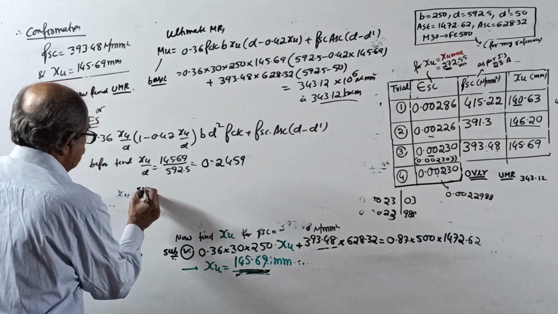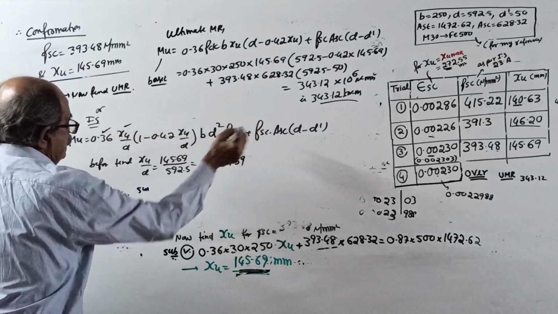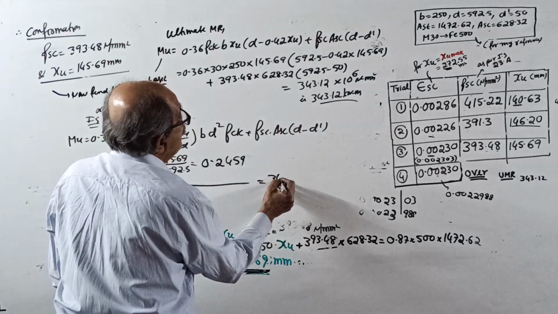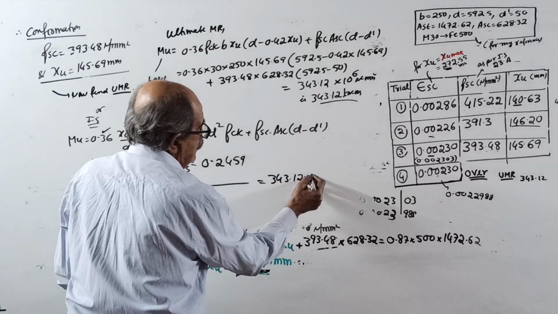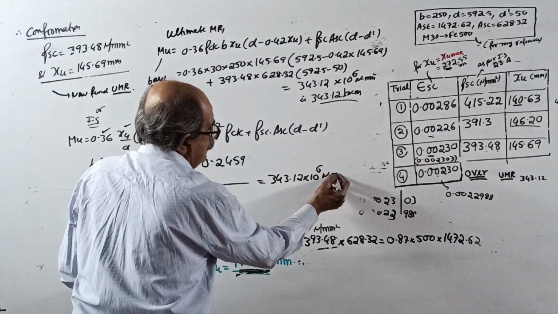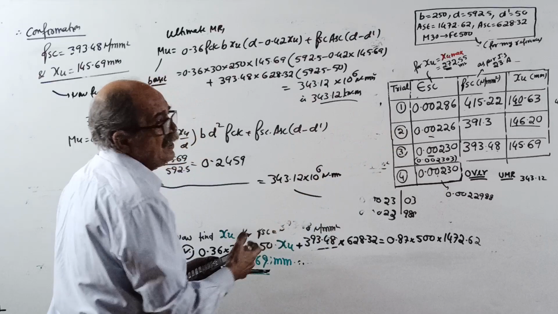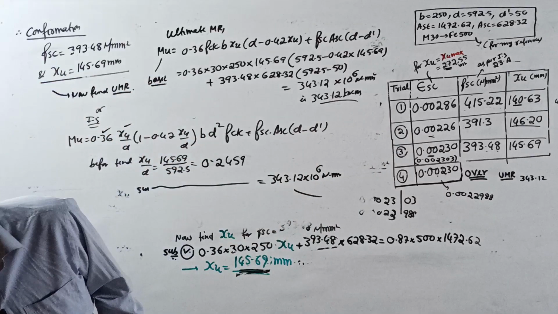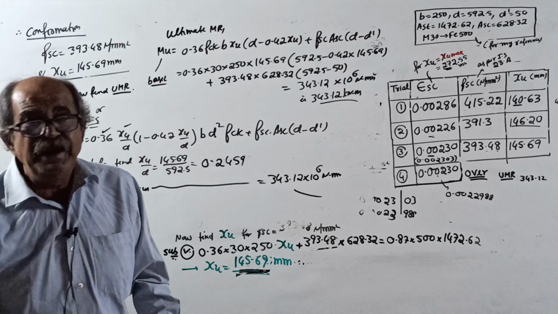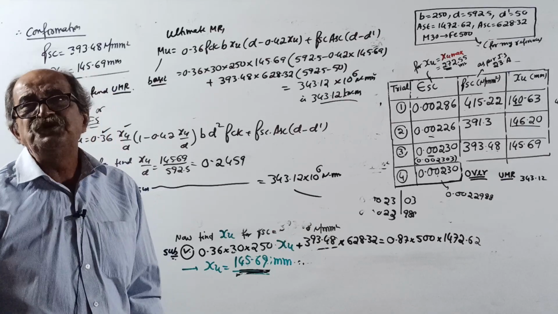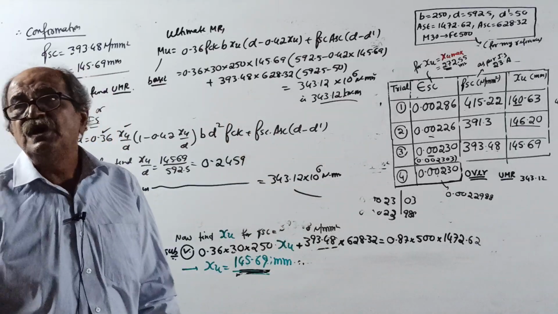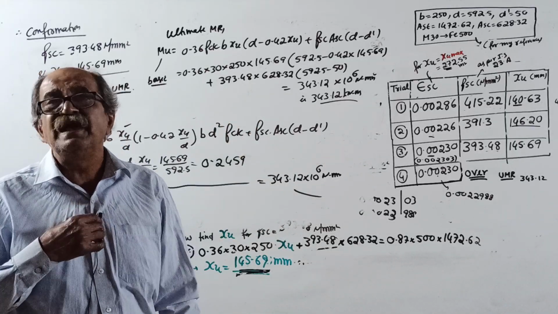Now substitute. Everything is known, you only substitute. The answer will come guaranteed, 343.12 times 10 to the power 6 Newton millimeter, or kilonewton meter. And close the question. Work out this question thoroughly. I did it a little fast because it is a repetition. I am telling the procedure for the 6th or 7th time. If you thoroughly work out this question, all the previous questions will be clear.